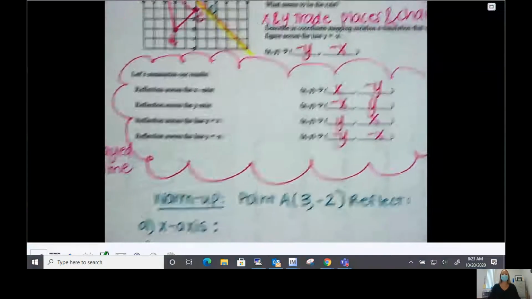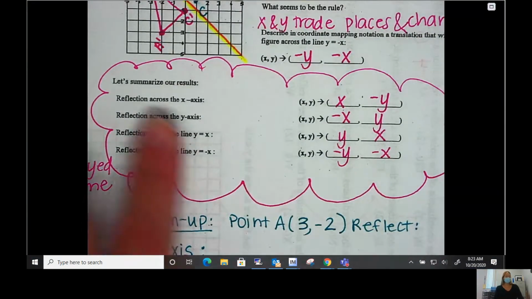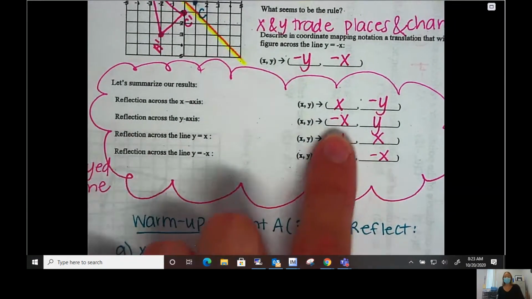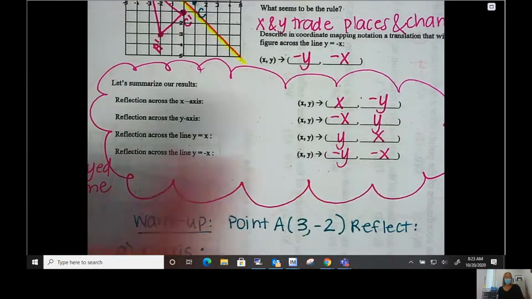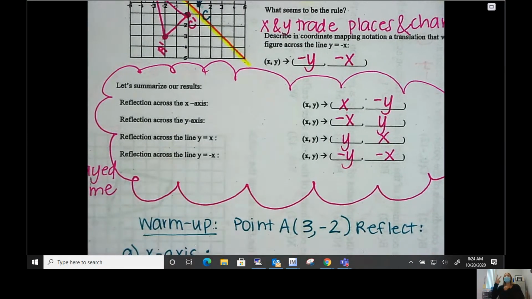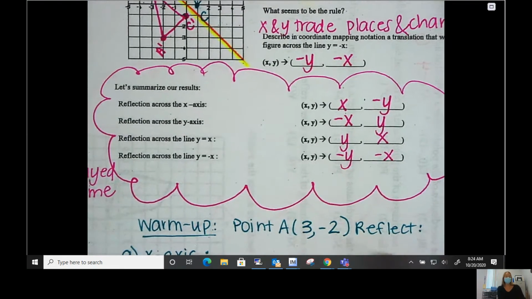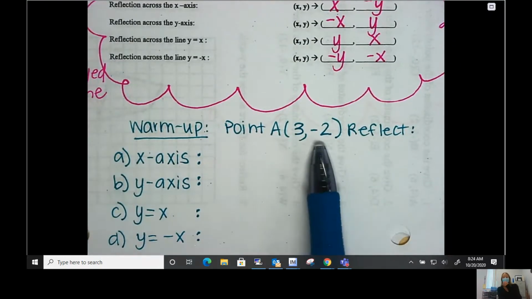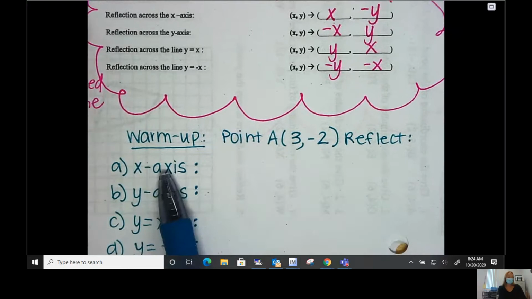Reflecting across the x-axis, where you kept the x the same and you changed the y. Reflecting across the y-axis, where you change the x and keep the y. Reflecting across the line y equals x, where they just trade places. Reflecting across the line y equals negative x, where they trade places and change signs. So for your warm-up, I asked you to take 1 point and reflect it on 4 different lines. The first one I asked you to do is to reflect point A across the x-axis.